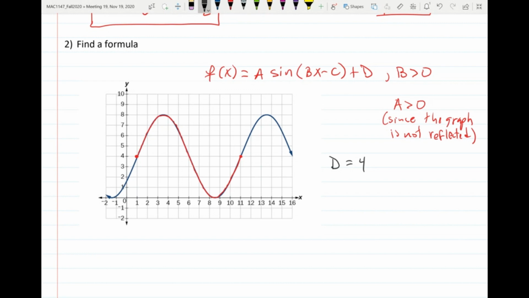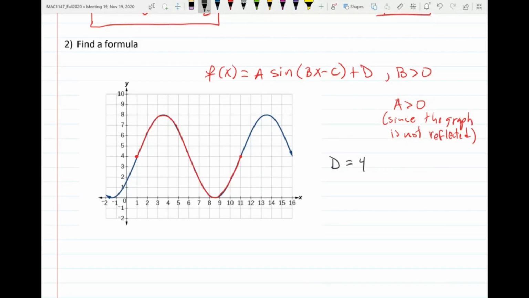So midline, you literally look at the picture, the middle, that's the midline. And how do you figure out the middle? The highest point is 8, the lowest point is 0, right? y equals 0. So what number is in the middle? That's 4. So that's your midline, 4. And as you know, d gives you that, okay? So d equals 4. Good.